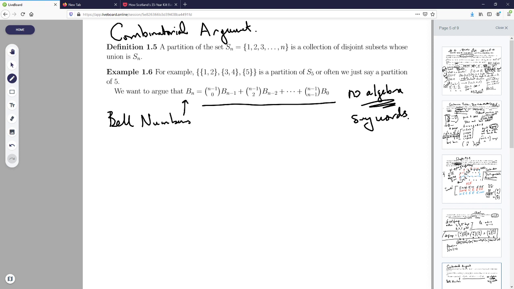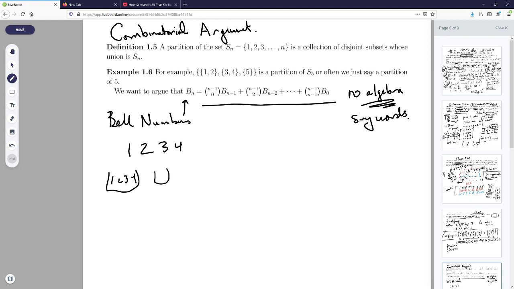So these are the Bell numbers. And so what we're going to do is imagine I have the numbers 1, 2, 3, 4. Yeah, let's just start with 4. And I ask, how many ways can I put these into different boxes? So one way to do it is to put them all into the same box.